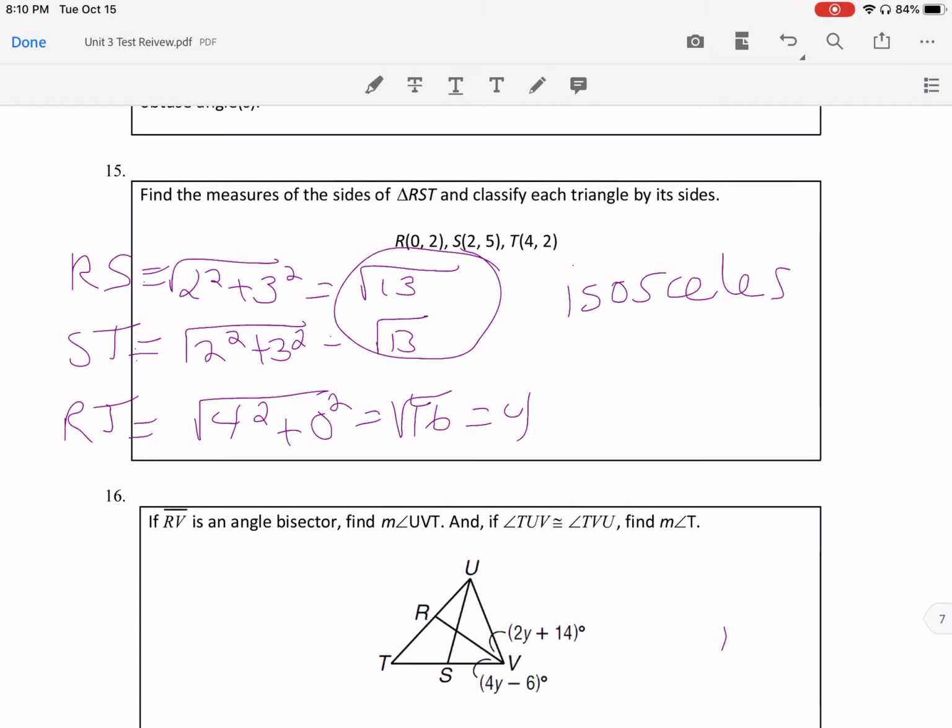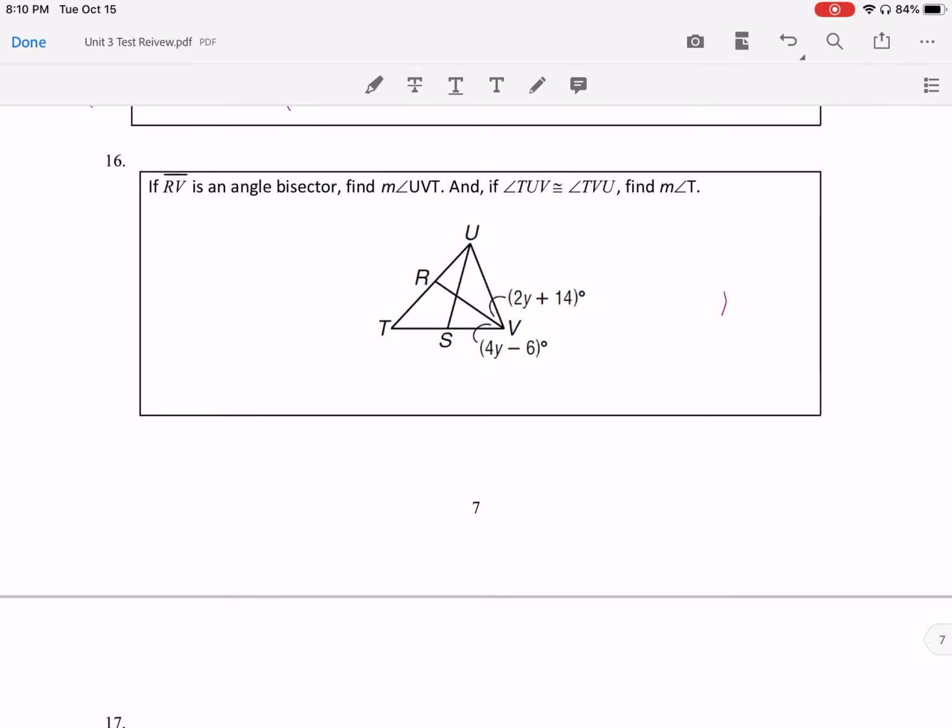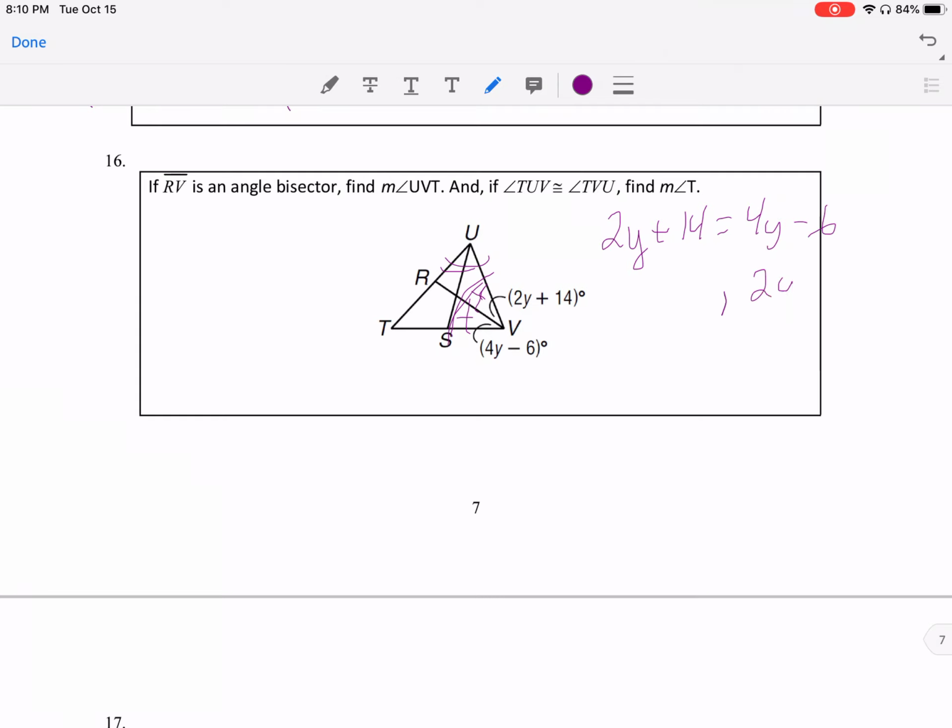Okay, so number 16. For this, it says that this angle and this angle are congruent, and so it's an angle bisector. It also tells you that this angle here and this whole angle here are congruent. That'll come into play. Because it's an angle bisector, you should know that 2y plus 14 is equal to 4y minus 6. 2y is then equal to 20. Y is equal to 10.